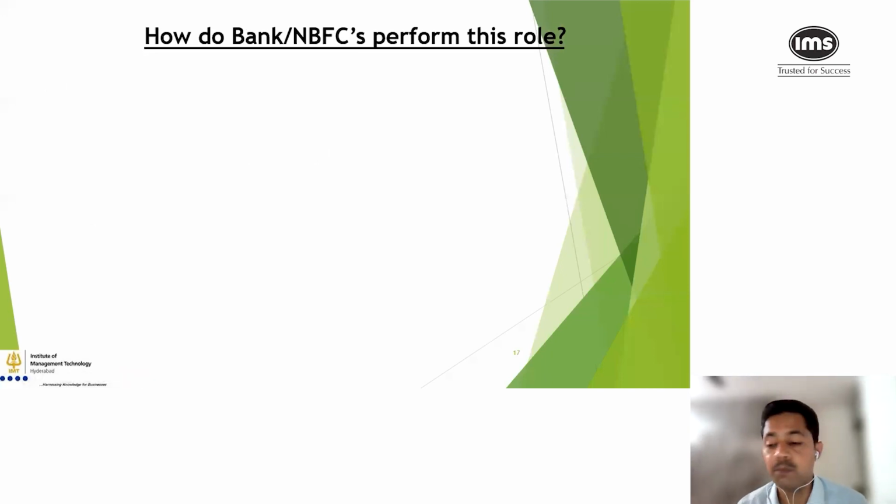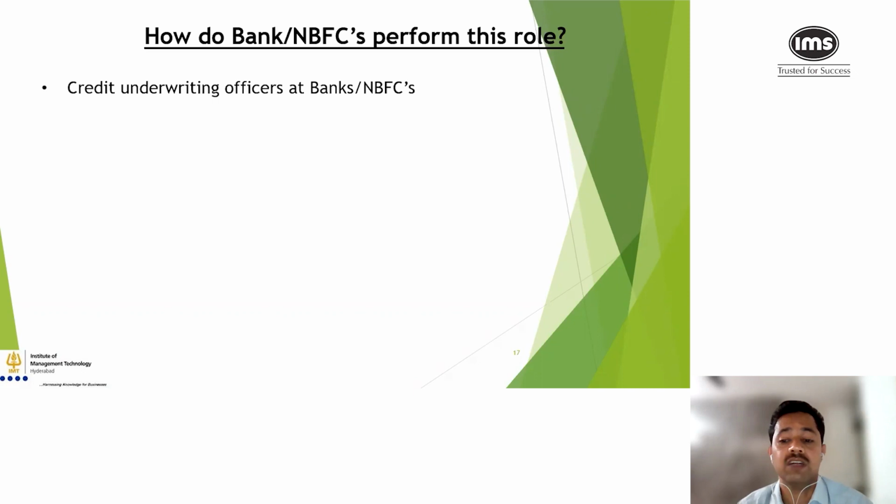Now the banks are lending money to broadly two categories, retail and then companies, corporates. Now, how do banks perform this role? What are the different roles banks have? So one of the critical roles in a bank is what is called the credit underwriting officer, right? What is this person doing?